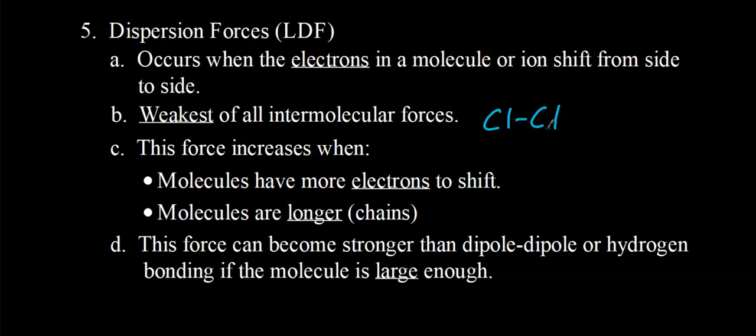Now, what happens if, let's say, the electrons happen to be on the right side of the molecule, more on the right side of the molecule than on the left? This creates something called an instantaneous dipole. For a very brief moment in time, because the shared electrons are more on one side of the molecule than the other, this molecule becomes ever so slightly polar.